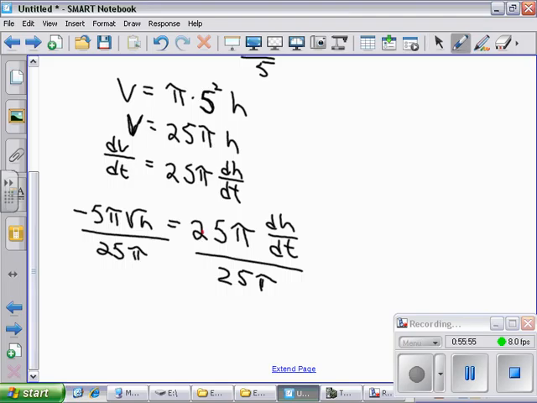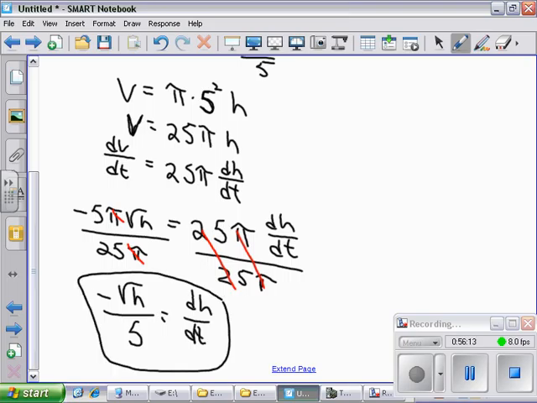And that cancels. And the pi's cancel. I might as well use the same color. And so we wind up with negative square root of h over 5, just like they promised it would be. Those show-that questions are awesome because you know what the answer is. You just showed how to get there, okay?